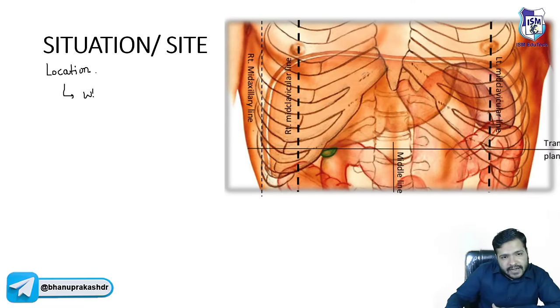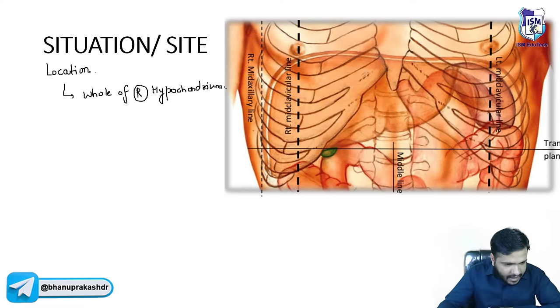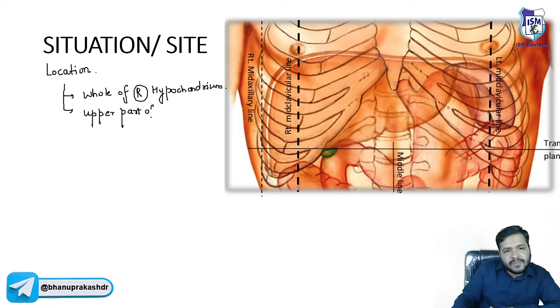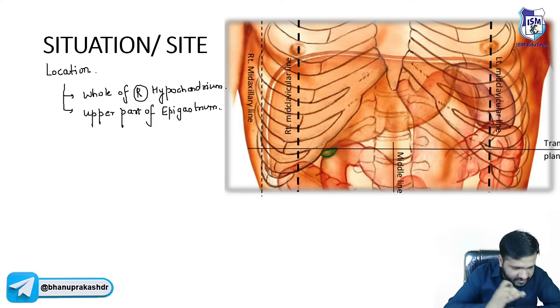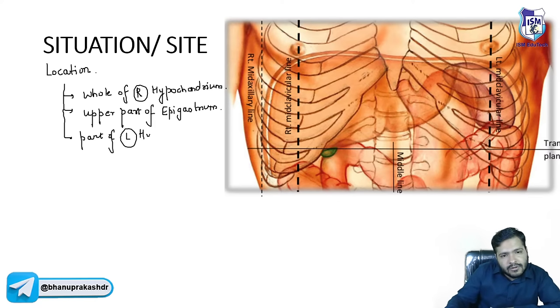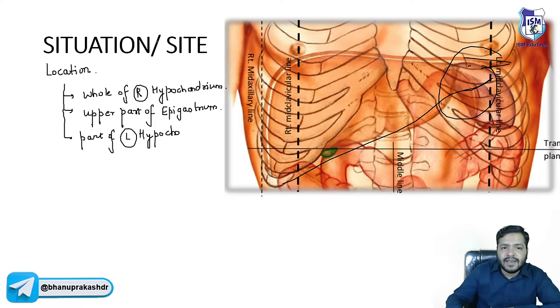So location, Usman has already correctly said, it is the whole of the right hypochondrium. Dimple, the epigastrium part is also correct, very good. It is the upper part of the epigastrium. Majority is in the right hypochondrium, epigastrium and right lumbar. Very good, beta. Before coming to that, remember that there is a small participation of the left hypochondrium as well. Its base is going up to the left hypochondrium. If you can see, it is going towards the left hypochondrium part as well, so part of the left hypochondrium.